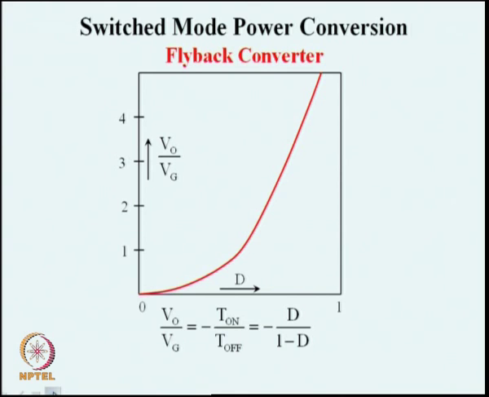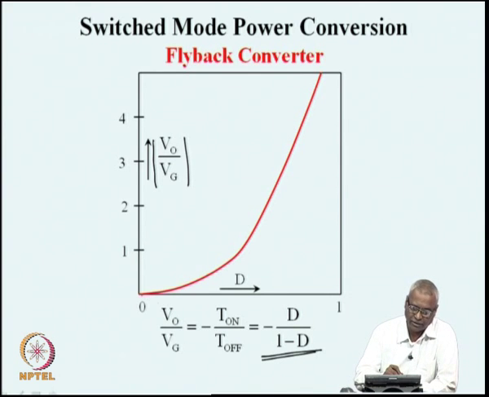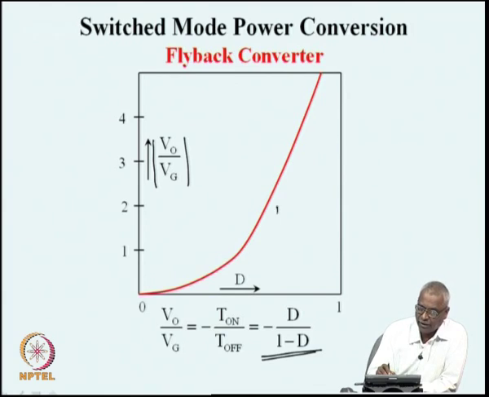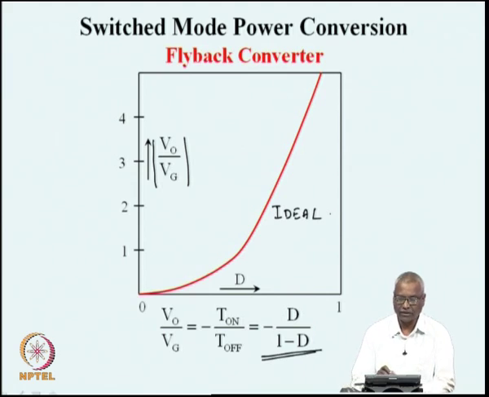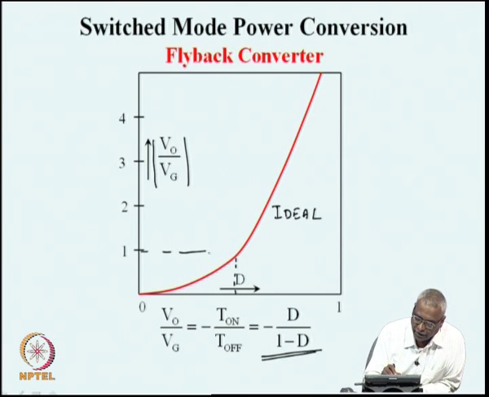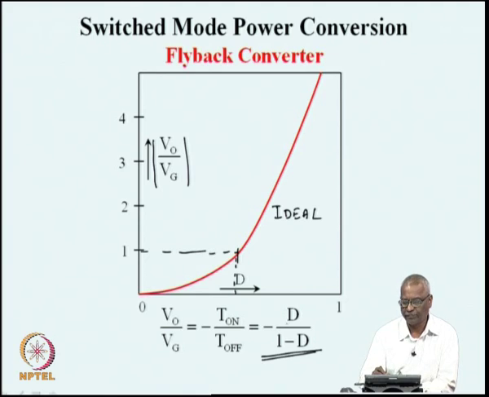This function of D, V naught by Vg, can be plotted as a function of D, and you see that it starts from 0 when D is 0 and it goes to infinity when D is 1, and this would be the ideal gain characteristics of the flyback converter. So, as D varies from 0 to 1, the gain varies from 0 to infinity. When D is equal to 0.5, the gain will be 1. When D is 0.5, the gain is 0.5 divided by 0.5, which is 1. Input and output voltages will be equal.